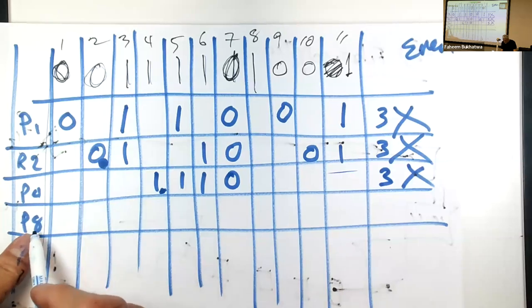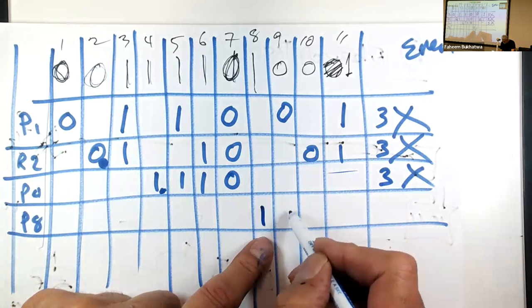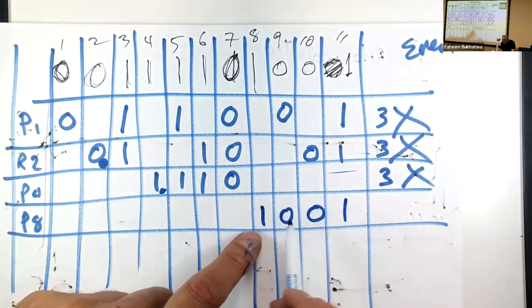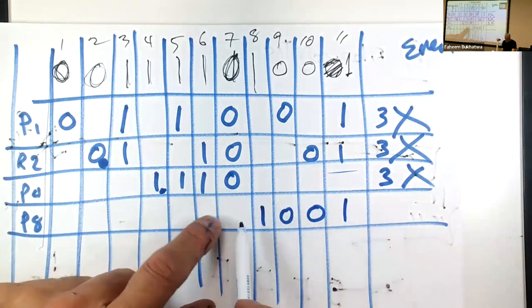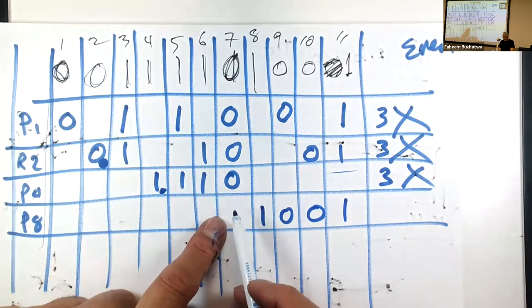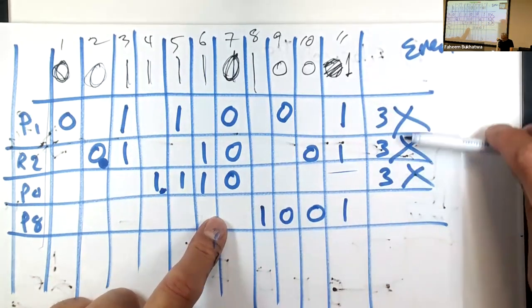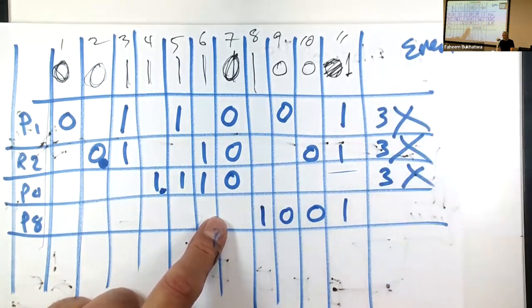Now let's go to P8. P8, we go straight to number 8. We take 8, so we take 1, 0, 0, 1. As you can see, P8 is not involved in bit 7 at all. That's not one of its group. So the bit that has all the errors, what is the common bit between them?